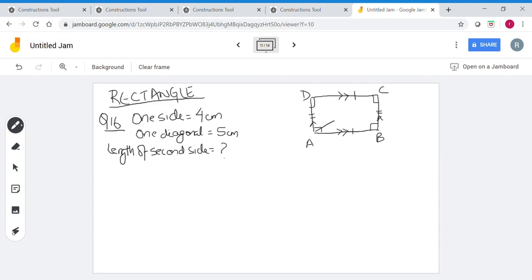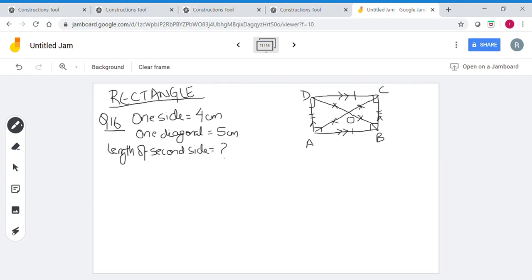One more thing which we learned earlier, the diagonals bisect each other. So this part of the diagonal is equal to this part, and this part and this part are also equal. In fact, all four parts are equal. So the diagonals are equal and they bisect each other. Perfect. Now that we've revised the properties of a rectangle, let's see how we can construct this rectangle.